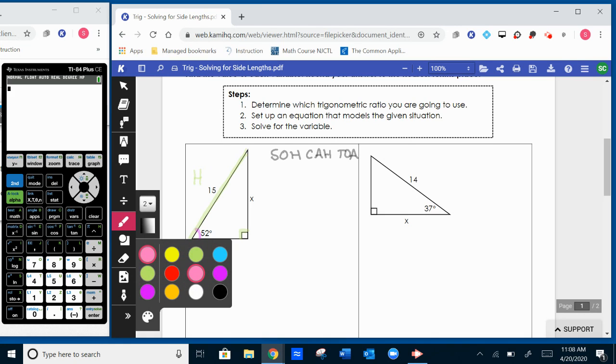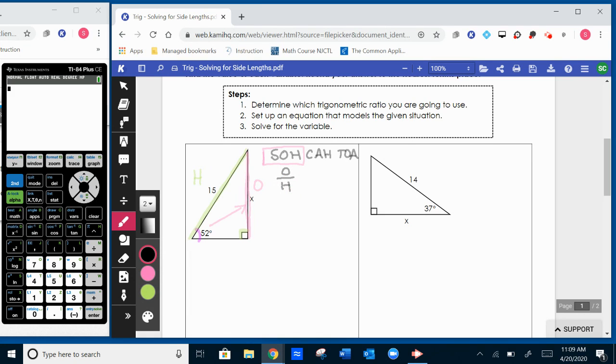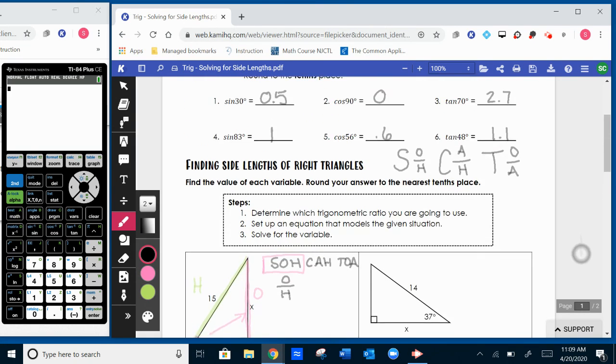And then we remember that when I can make an arrow through the triangle, that is going to be my O, or opposite. So in this case, I'm going to be using the OH, so that is sine. And that's OH.